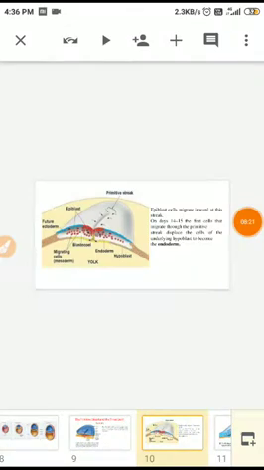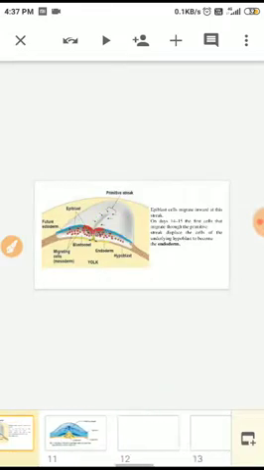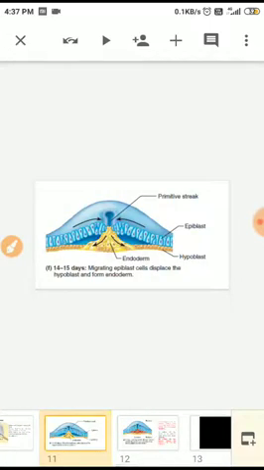And next is the primitive streak. The epiblast cells migrate inward at this streak. On this streak, epiblast cells migrate towards the inside on days 14-15. The first cells that migrate through the primitive streak displace the cells of the underlying hypoblast to become the endoderm. The primitive streak, epiblast, inner layer is hypoblast, and inside the cell is endoderm.